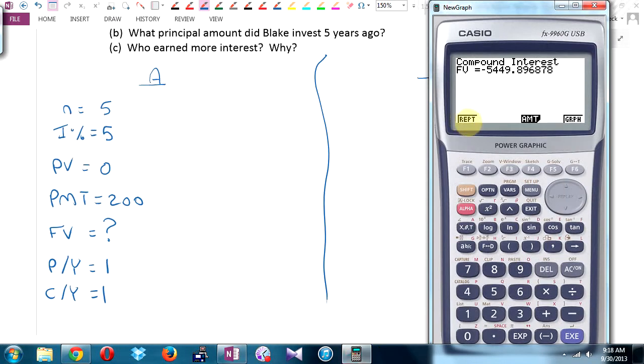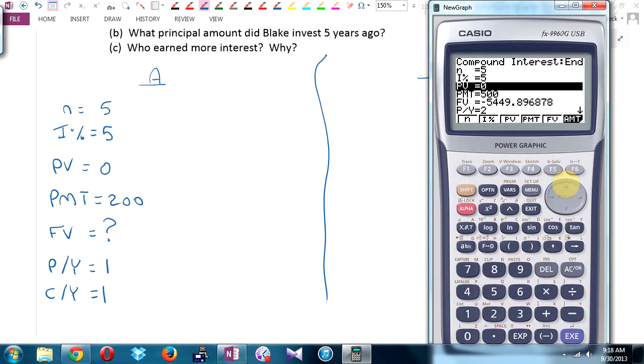Now, what do you think REPT stands for, by the way? Repeat. So I want to do this again. I hit F1. I go back to the top, and I start typing 5, 0, 200. I don't know that, so I'll put a temporary 0 there. 1 payment per year, 1 compound period per year. What do I want to find? Final value.